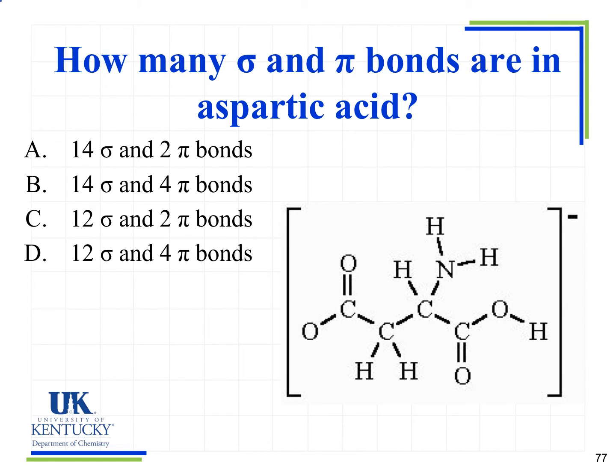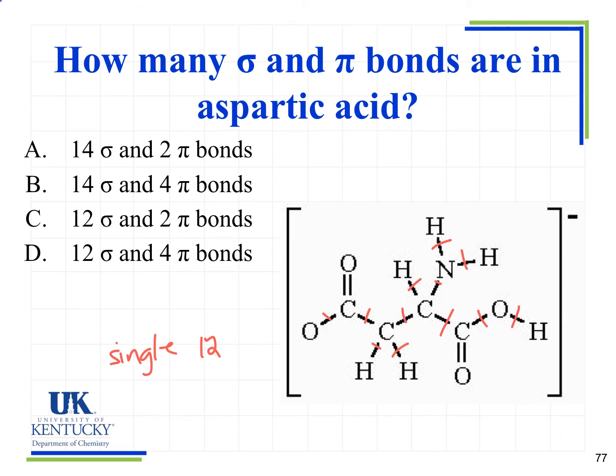So when we look at this question, how many sigma and pi bonds are in aspartic acid, we want to look at our structure and look at how many sigma and pi bonds we have. So what we need to do is go through and count the bonds. So remember, a single bond is a sigma bond. So we're going to first count our single bonds. So we have 1, 2, 3, 4, 5, 6, 7, 8, 9, 10, 11. We have 12 single bonds.